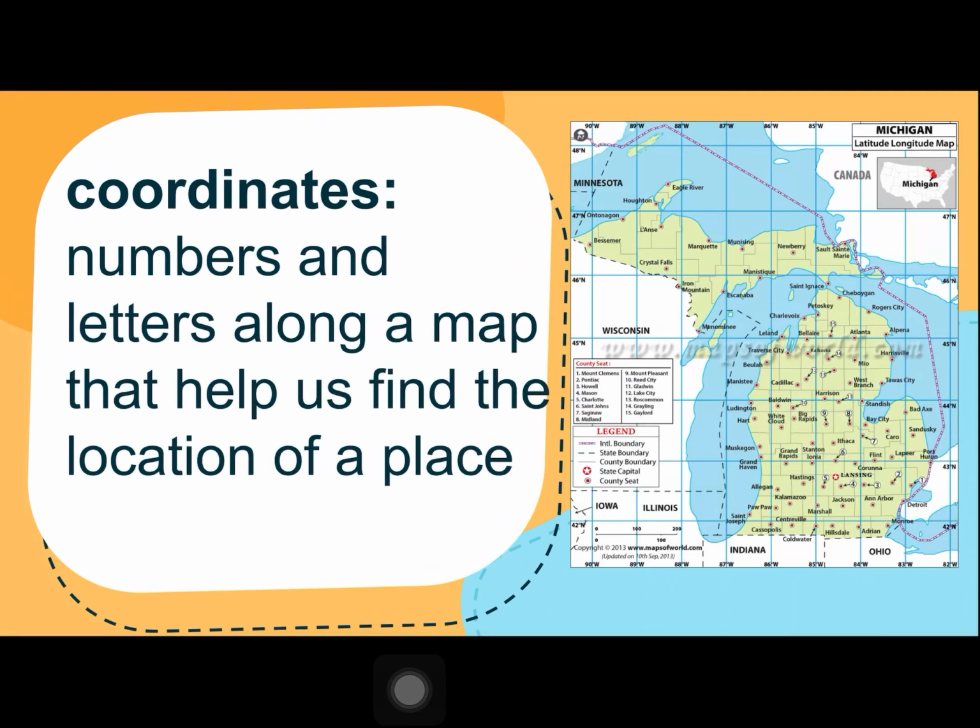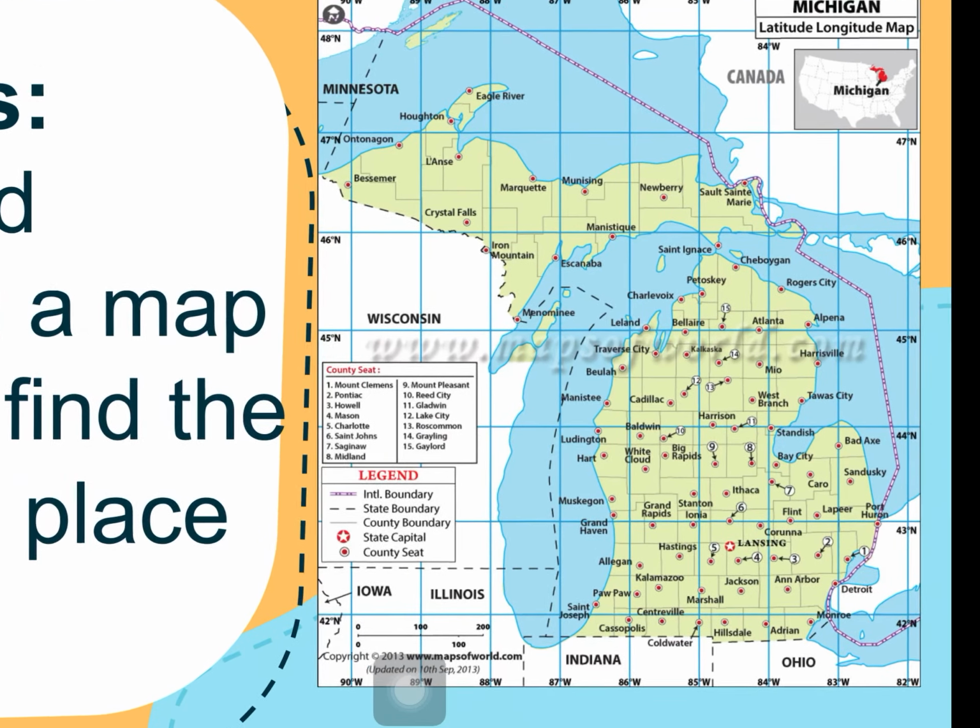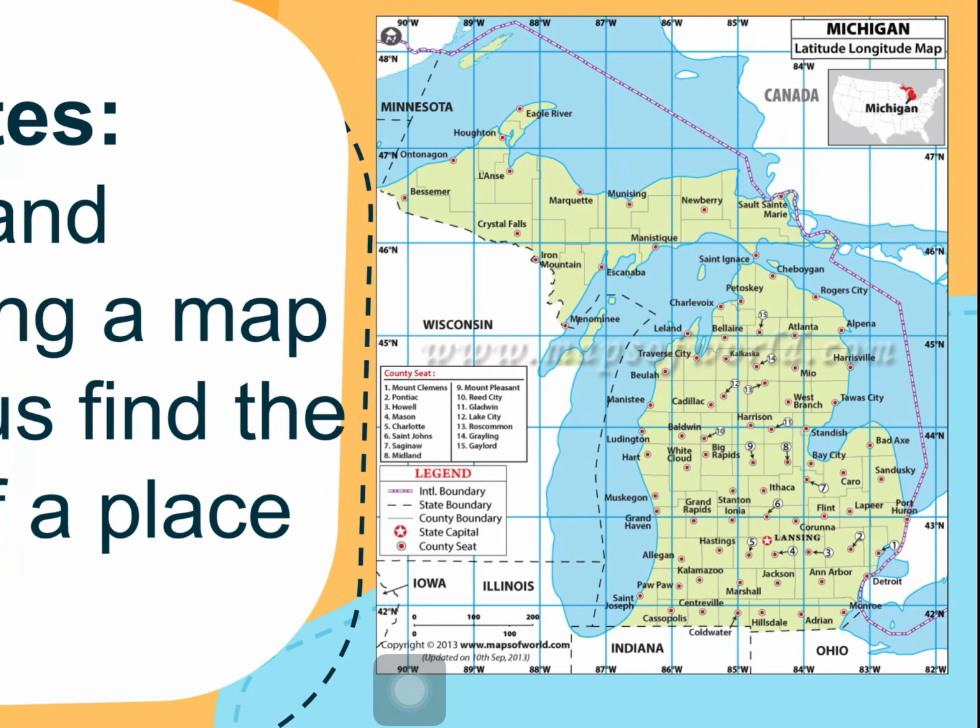And our last vocabulary word here is coordinates. Say coordinates. Very good. Coordinates are numbers and letters along a map that help us find the location of a place. So this is another map of Michigan. And notice there's a lot going on here, and we'll talk about this later in our lessons this week. But right now I just want you to notice that there are lines going up and down, which is vertical. And there are lines going across, which is horizontal.